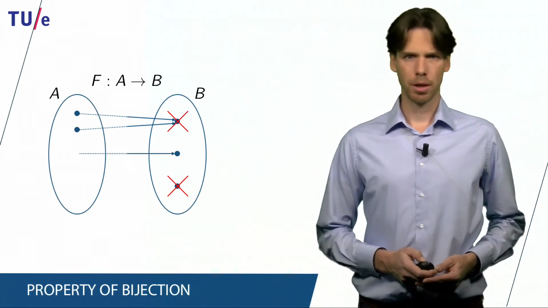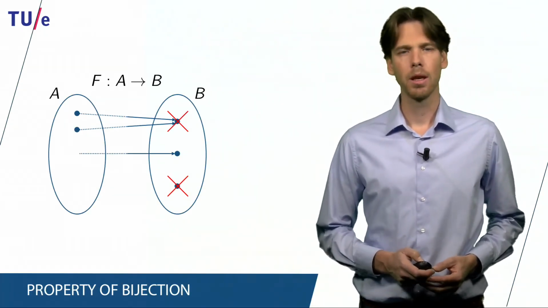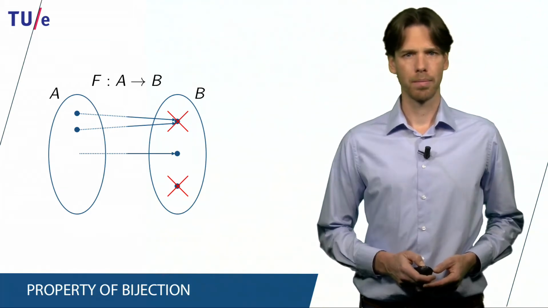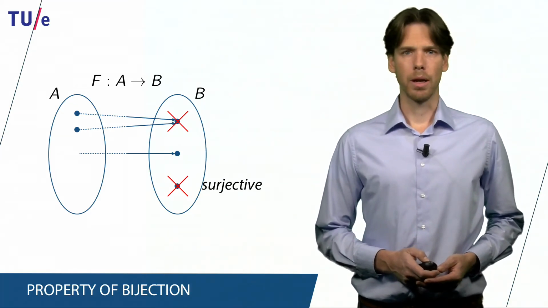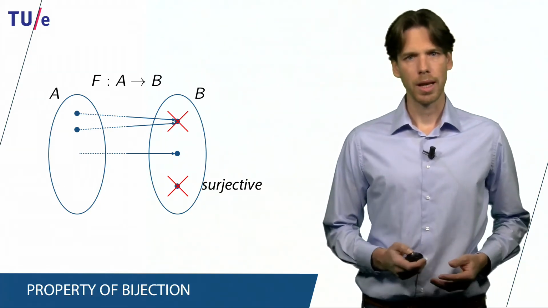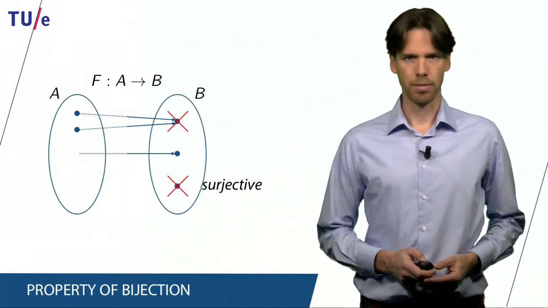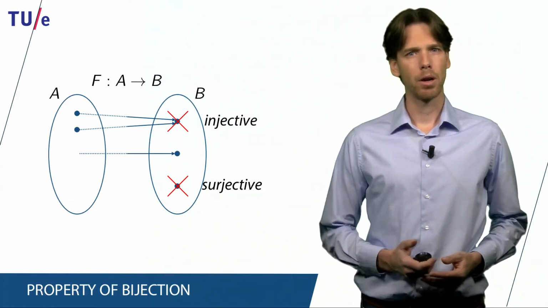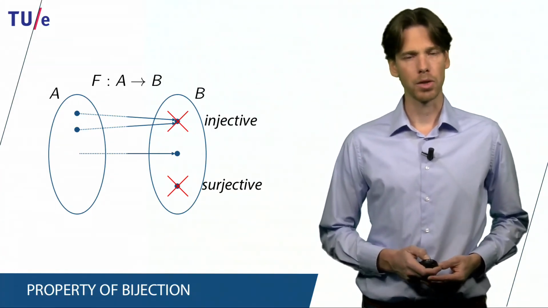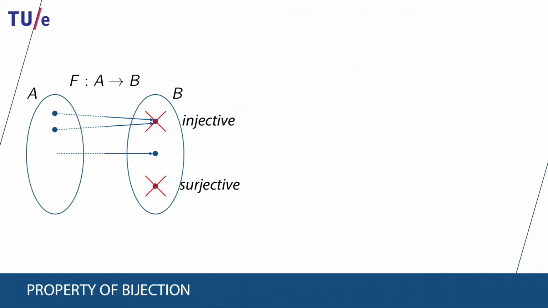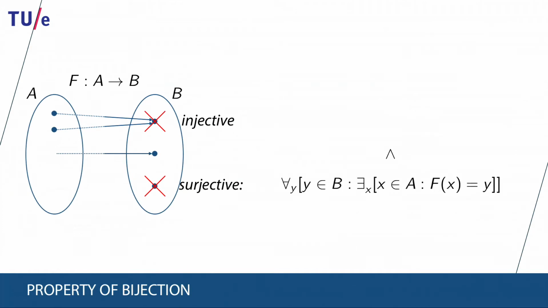We now wish to characterize bijectivity more precisely with a formula of predicate logic. Note that requiring that there are no elements in the codomain with no incoming arrows is the same as requiring that the mapping is surjective. And requiring that there are no elements in the codomain with two or more incoming arrows is requiring that the mapping is injective. So we can formalize the property of being bijective as the conjunction of being surjective and injective.